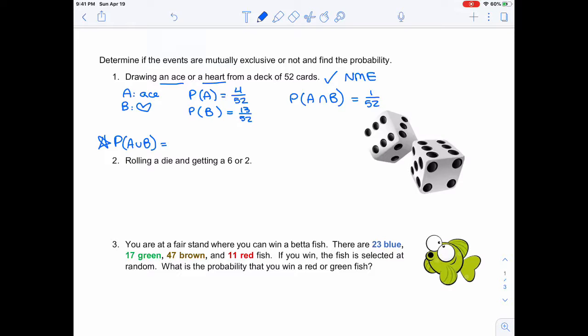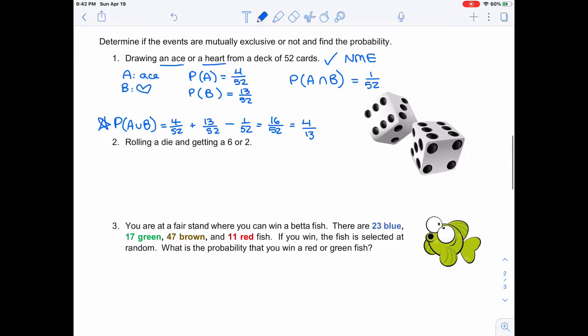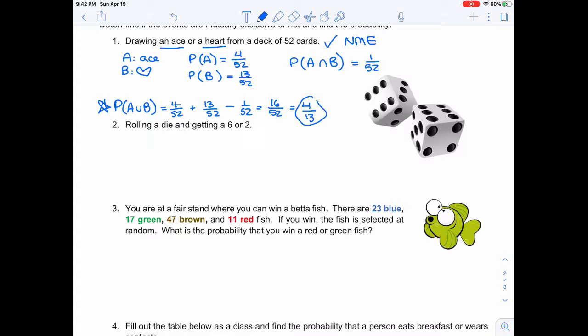So for our probability of A or B, we're going to add our A probability and our B probability. So 4 out of 52 plus 13 out of 52. And then we're going to subtract our and, so our 1 out of 52. And if we do that, we get 16 out of 52, which simplifies down to 4/13. Okay? And that is one thing I was noticing on some of your guys' work. Make sure you're always simplifying to the smallest terms, okay, if you're leaving it in fraction form.